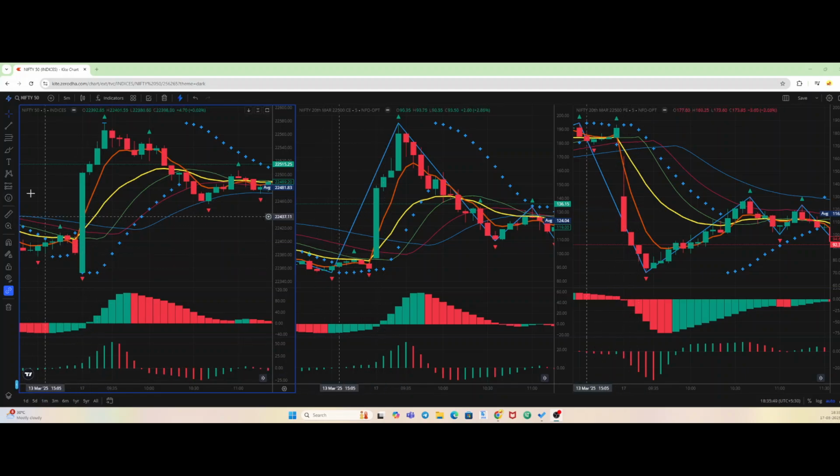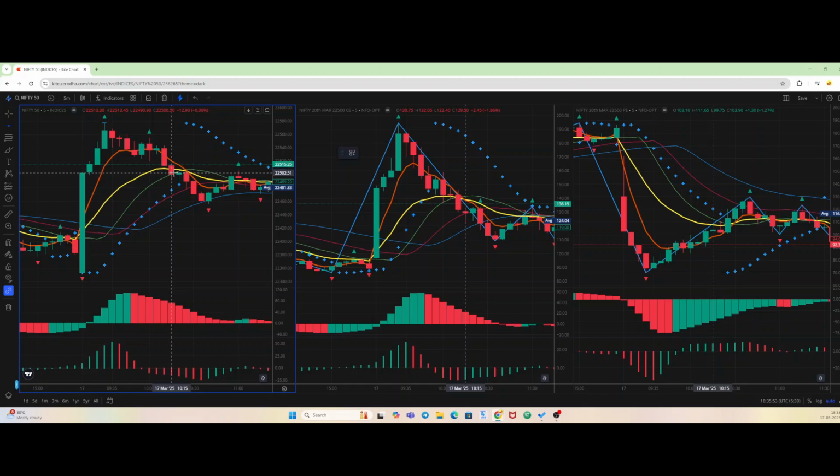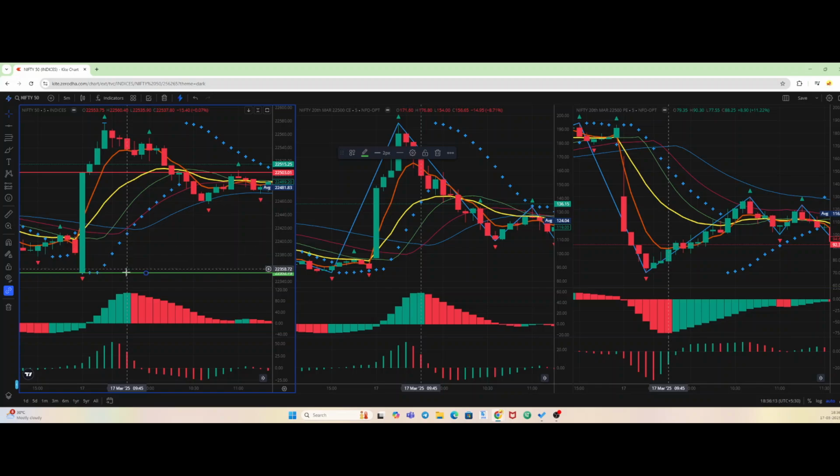You can see here that this is the first 5-minute candle. It's a big candle. It opened around 22,352, a little gap down, and then it recovered. In a single candle itself it went up 130 points in the 5-minute candle.